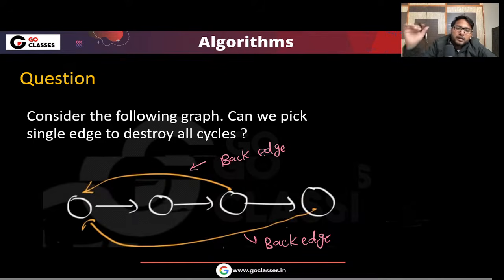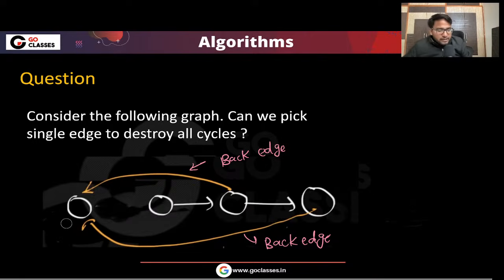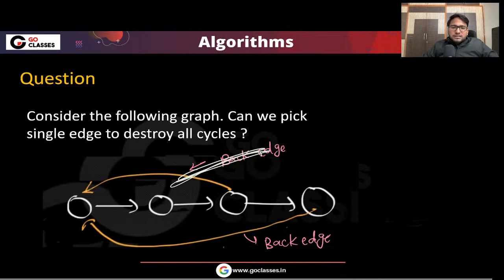But here, let's suppose you remove this edge itself. You modify the graph, you remove this edge itself. Then do you have the cycle? No, right? You don't have the cycle now. See here, you are going from here to here, and there is no cycle. So basically, if you try to remove the package to destroy all the cycles, then obviously you have to remove all the packages.